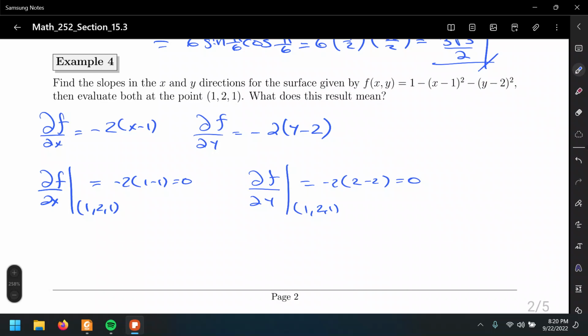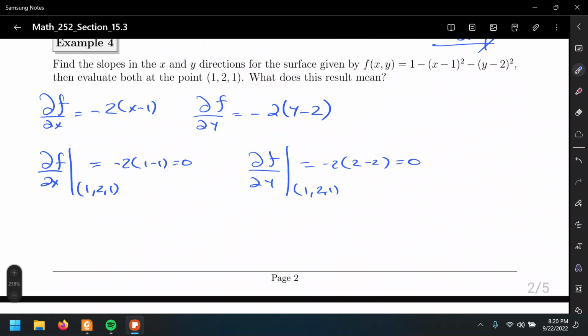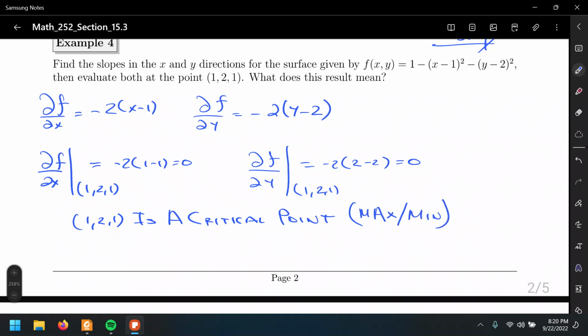There's no slope. The slope is 0. That is correct. That means at that point the surface is flat. Now, in the vocabulary, this means that (1, 2, 1) is a critical point, in which at this critical point we may get a max or a min.